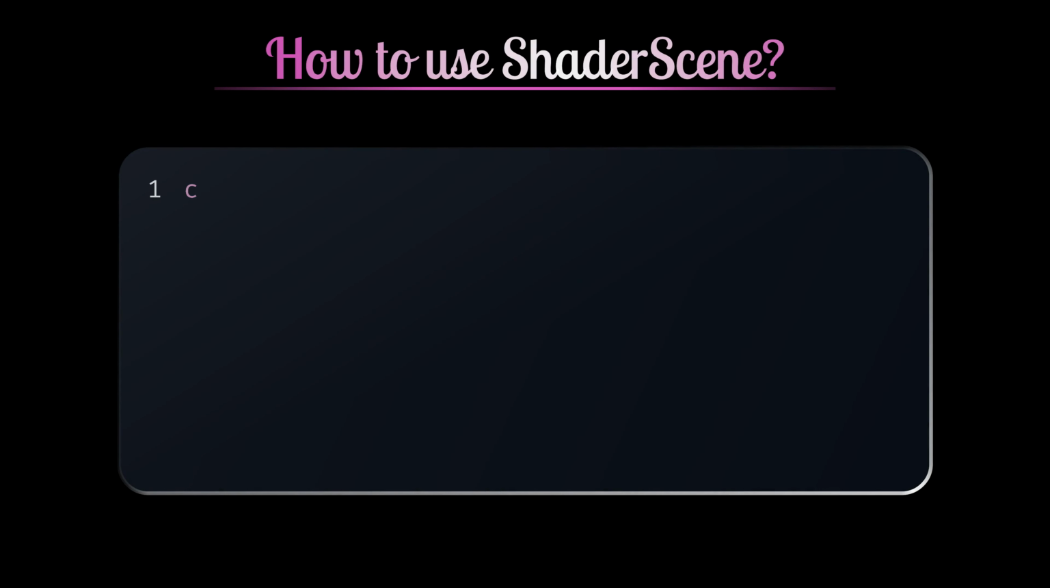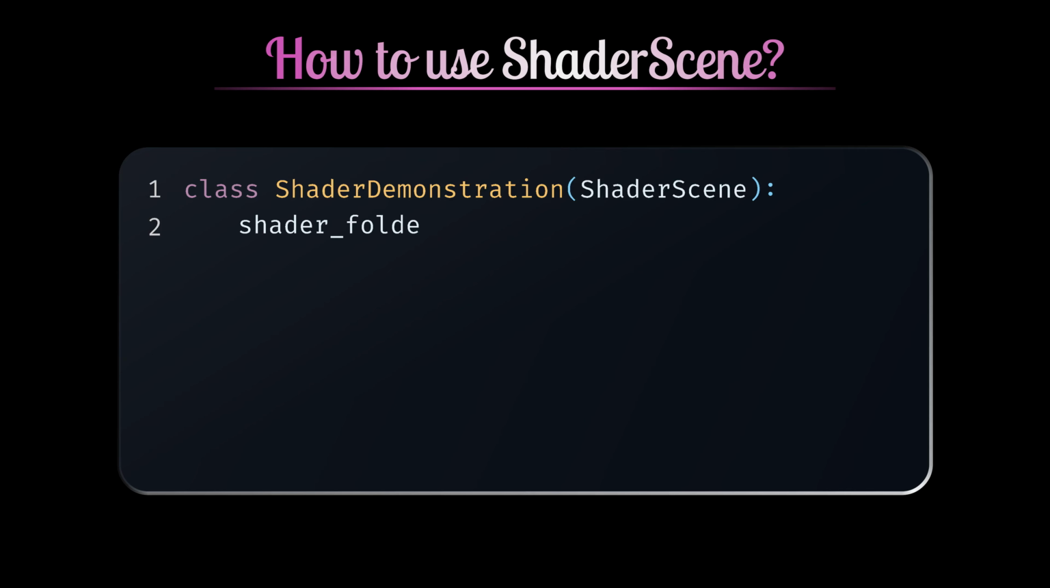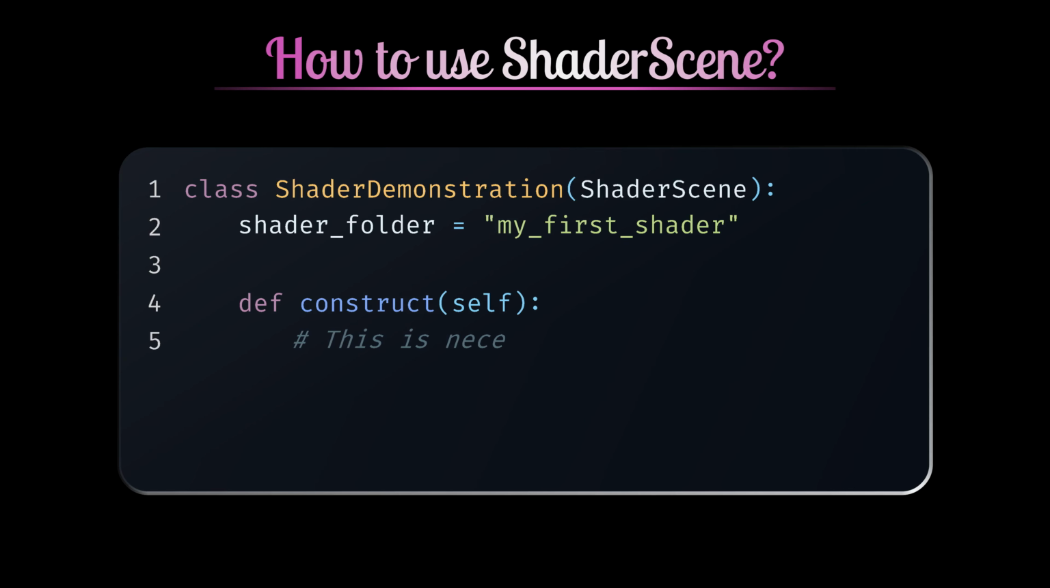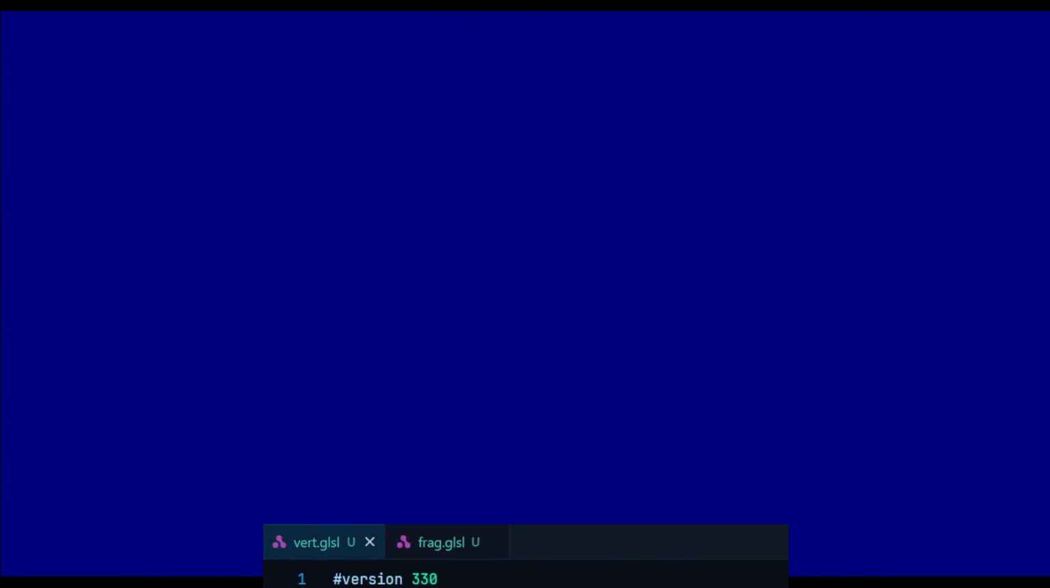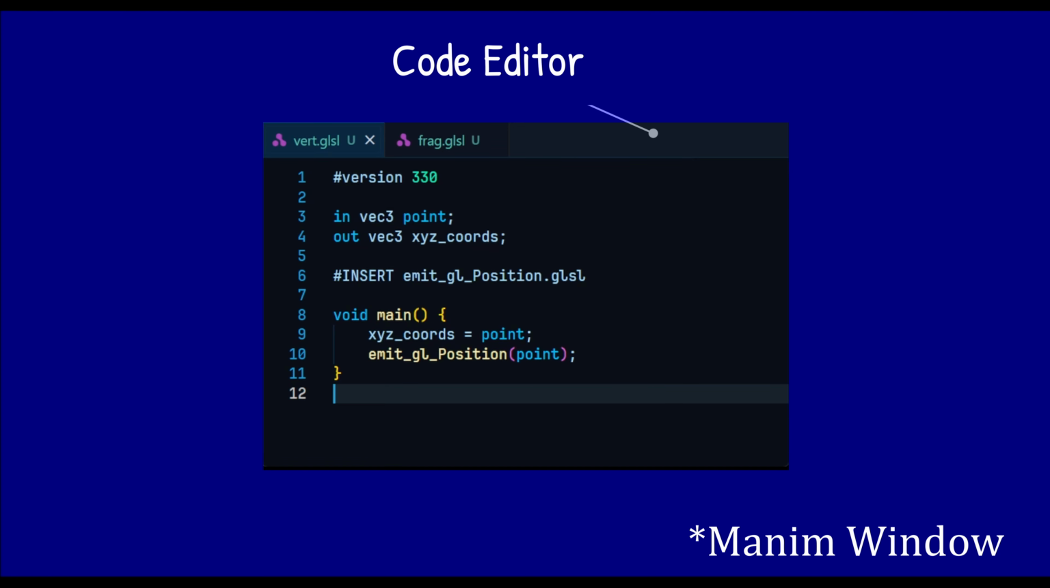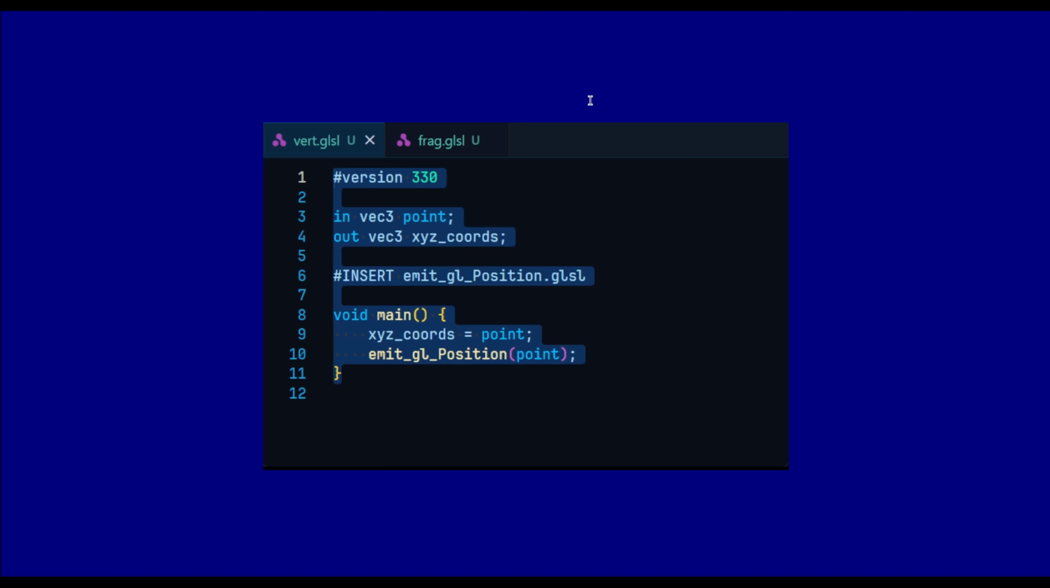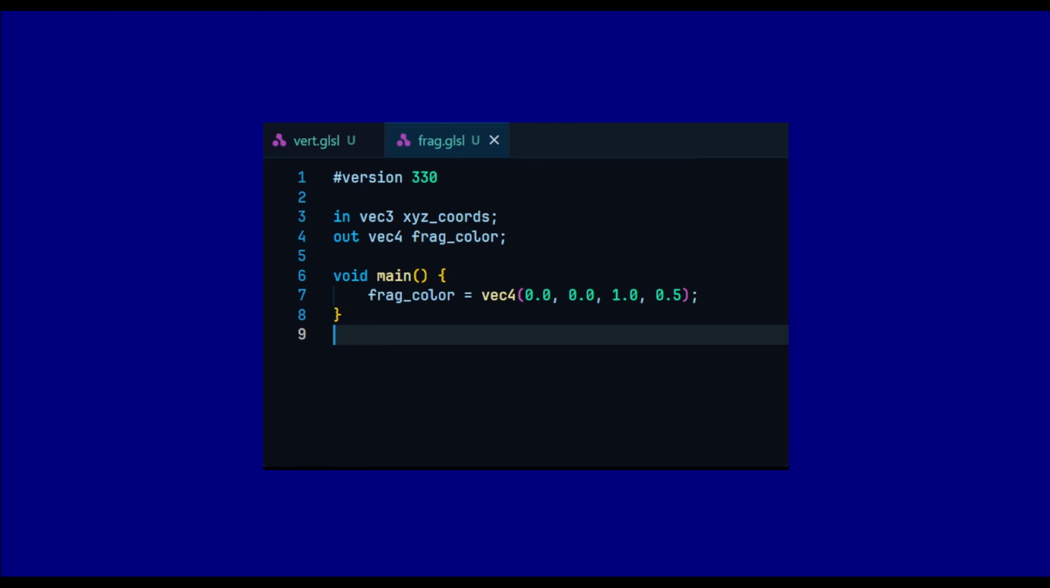Let's see how we can code this ShaderScene class. I'm defining my scene which inherits all of the features from the ShaderScene class, and I'm going to run this scene in the embed mode. That way I have full control in the console window. So these are the two files, vert.glsl and frag.glsl. And this is a basic default format that we need the shaders to run in Manim. And don't worry, we'll visit each and every line in both of these files in my next video. But first, let's just ensure that everything's working fine.